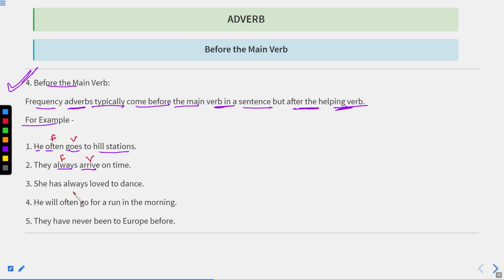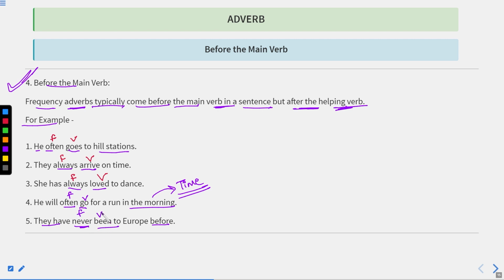Now again, she has always loved to dance. Here the word always is the frequency adverb, whereas loved is the verb. In the next sentence, he will often go for a run in the morning. Again, go is the verb and often is the frequency adverb. In the morning is actually the time adverb. They have never been to Europe before. So never is the frequency adverb and been is the verb.